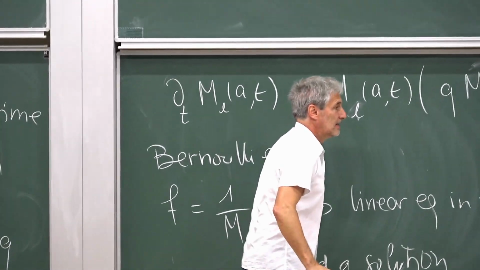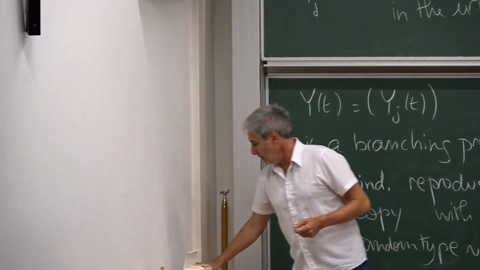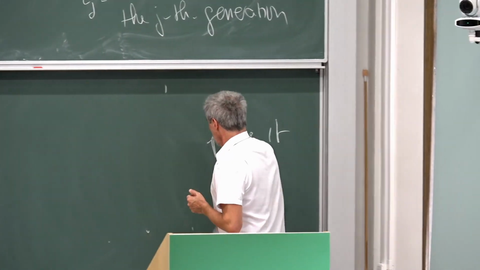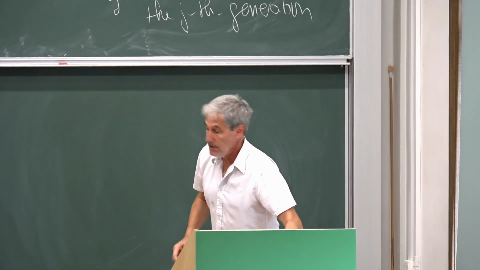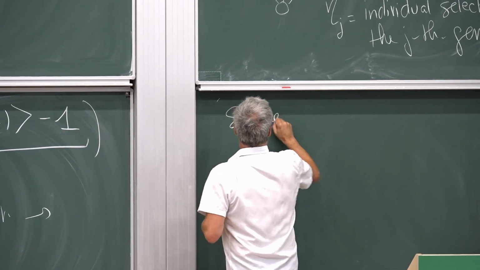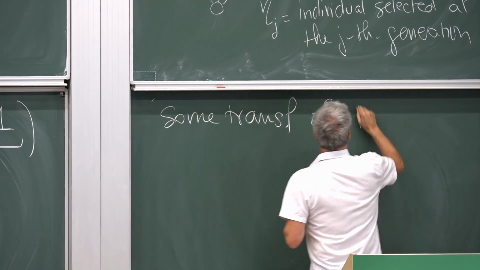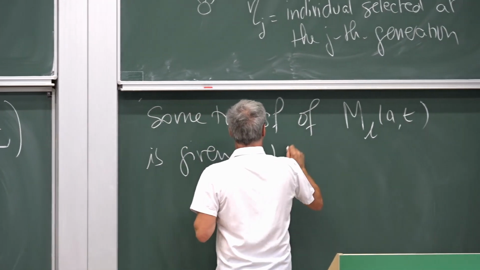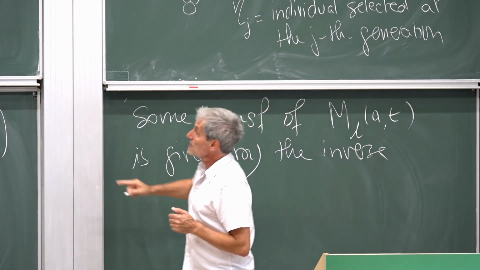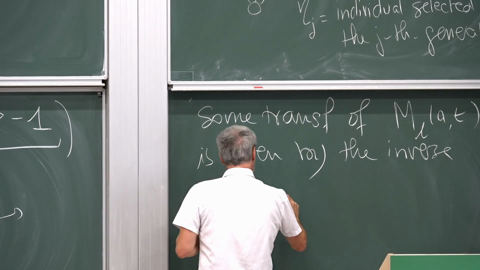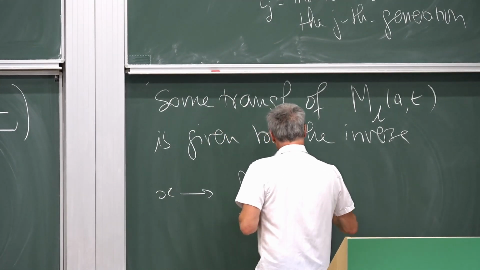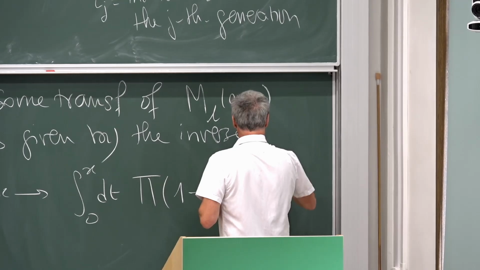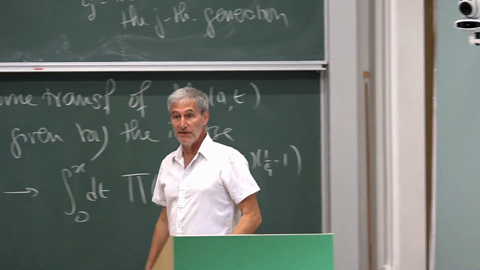When I say it's not really a fully explicit solution, I don't want to give it explicitly, but essentially what you get is that some transformation of the function M_L(A, t) is given by the inverse of the function x that gives the integral from 0 to x of dt over the product of (1 minus t a_j), and then mu_j to the power 1 over q minus 1. So the q which appeared in the formula.